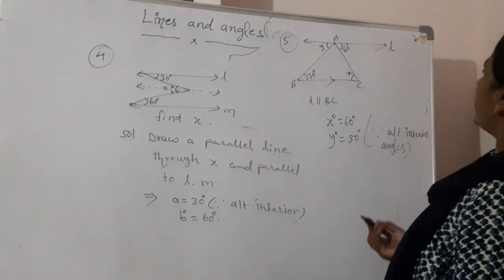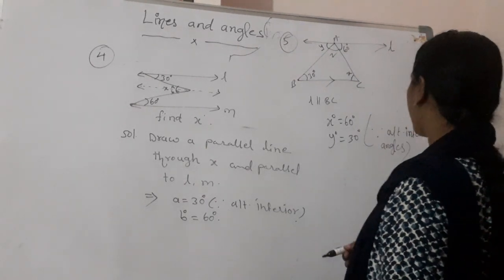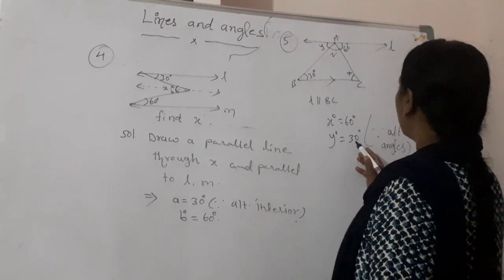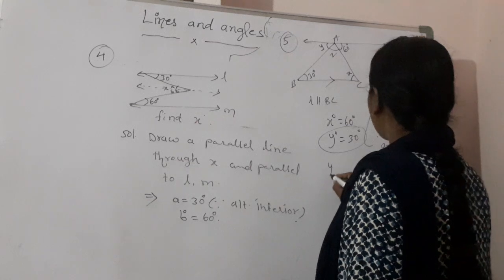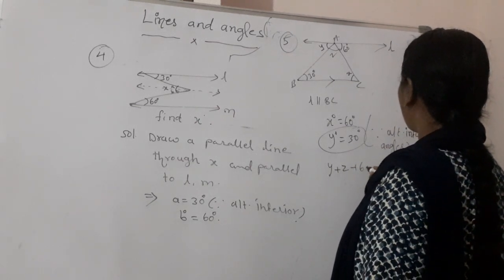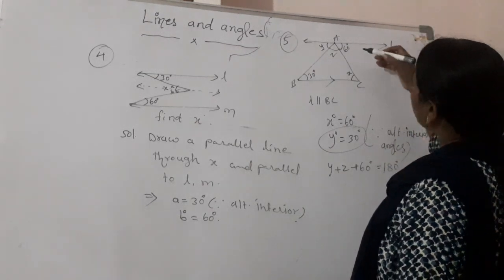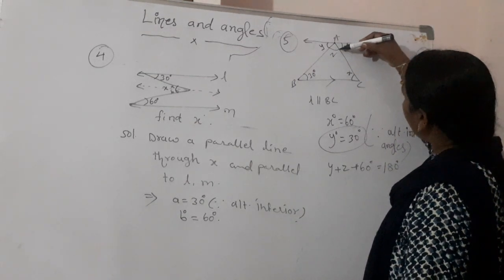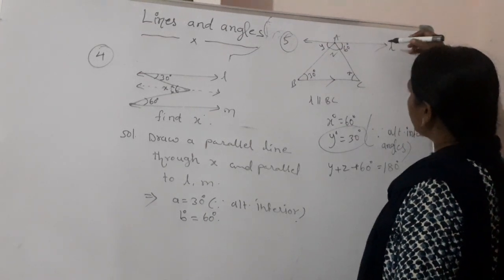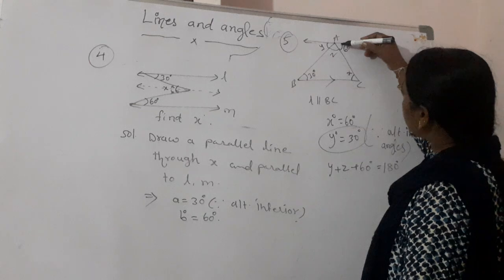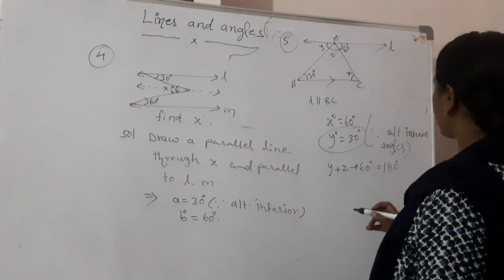Otherwise, they will ask one more, z also. Can we find out z? Easily you can find out. Why? Because you know 30 degrees. Yes, y value you know. So y plus z plus 60 equal what? 180 degrees. Why? Because the sum of all angles at a point on a straight line is 180 degrees.